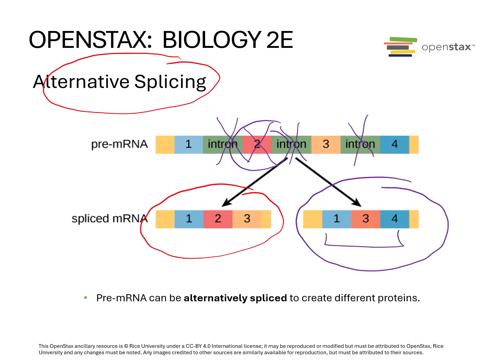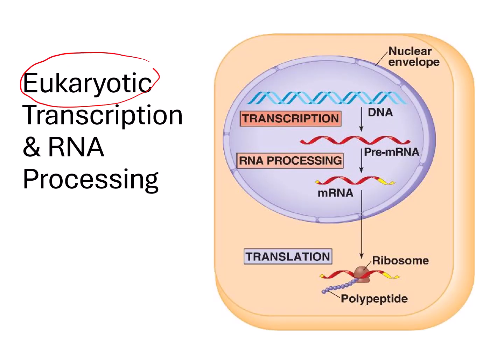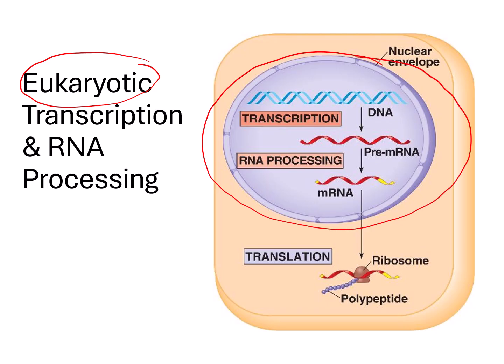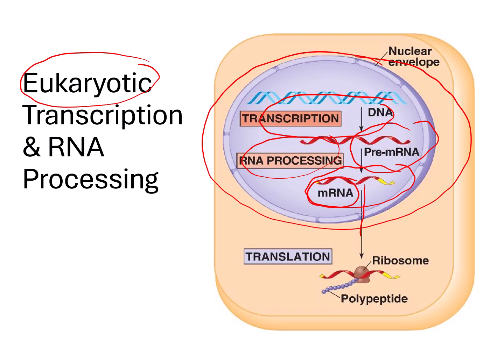And since eukaryotes have a nucleus, remember that all of this is currently still happening in the nucleus. So transcription took DNA and formed our pre-messenger RNA. The RNA processing is also happening in the nucleus. Once those three steps are done, the G cap, the poly A tail, and the splicing, now we have our mature messenger RNA that can exit the nucleus and enter the cytoplasm for translation to occur.